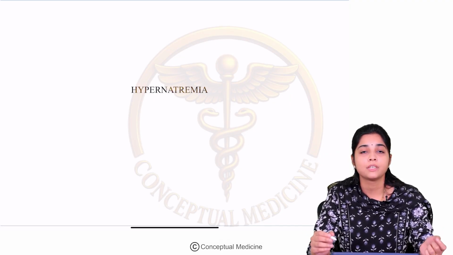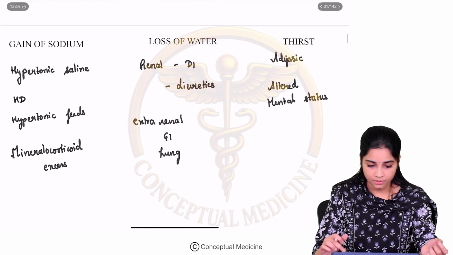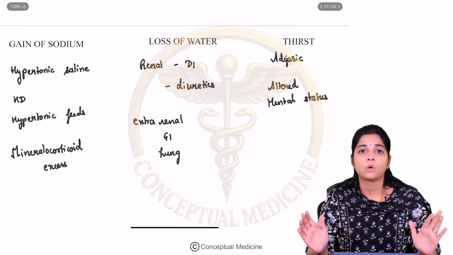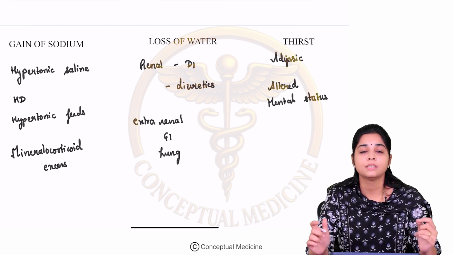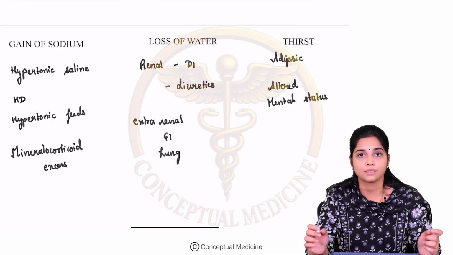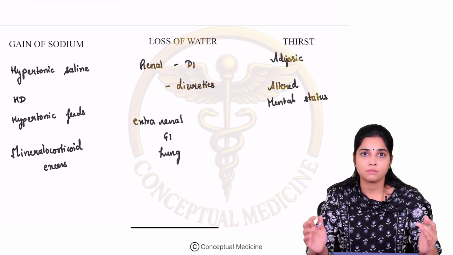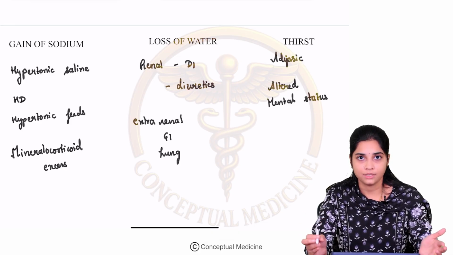In the last session we learnt about sodium disorders, where we covered hyponatremia. Today we will be learning about hypernatremia. So we know that the normal serum sodium is between 135 to 145 milliequivalents per liter, right? Anything above 145 milliequivalents per liter is what we call hypernatremia.